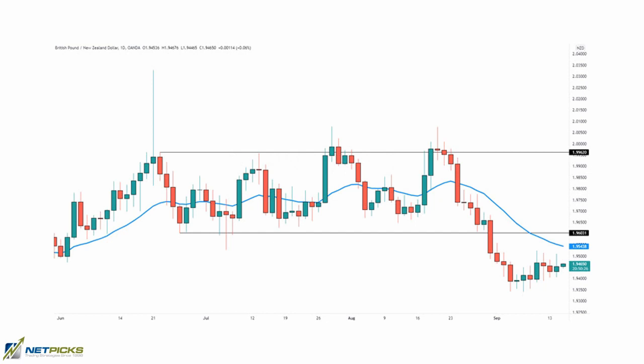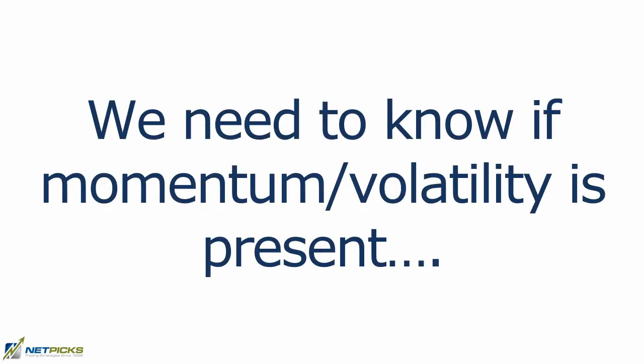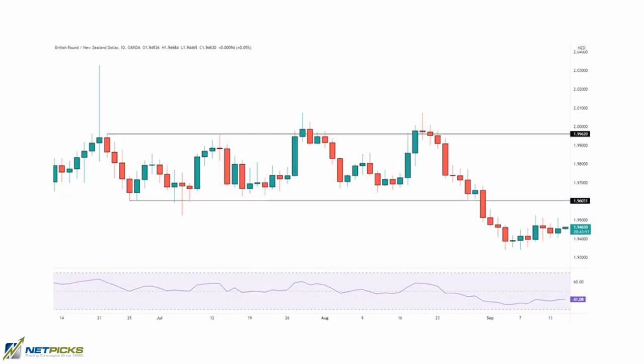The main issue with moving averages is they do not truly reflect volatility. So for momentum trades, we want to have a measure of volatility that tells us if volatility is present or not. For that purpose, moving averages don't cut it.